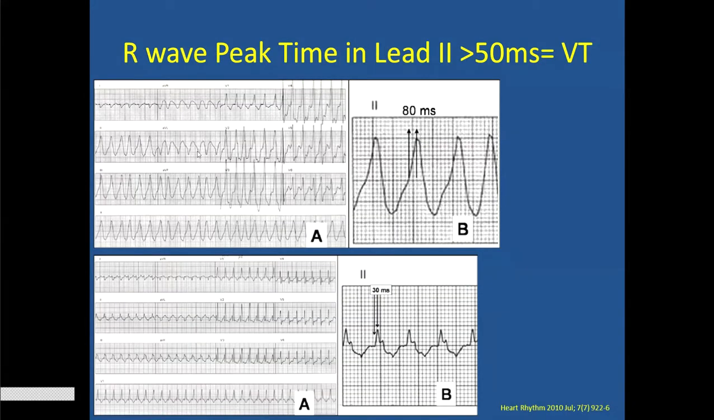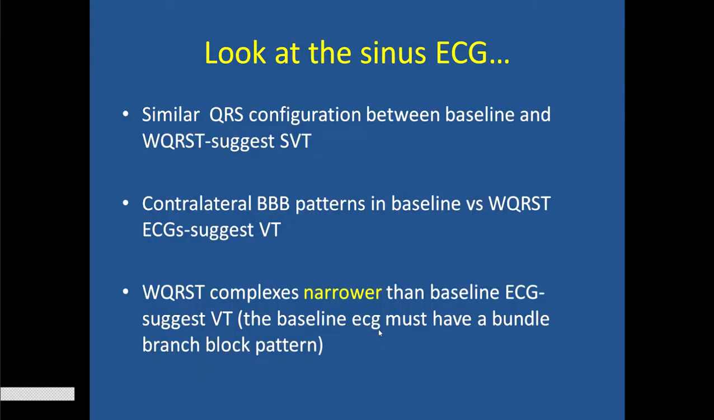Let us look into what they quoted in their studies. So this is lead 2. If you measure from the beginning of the QRS to the peak, if it is more than 50 milliseconds, here it is 80, so it's a VT. It's a right bundle, right axis tachycardia. Whereas in the second example, right bundle, right axis tachycardia, you see that the R wave peak time is less than 50 milliseconds. It's 30 milliseconds. So this is an SVT with aberrancy. So this is a very good criteria which we can see later.